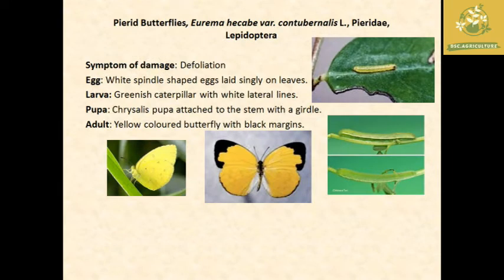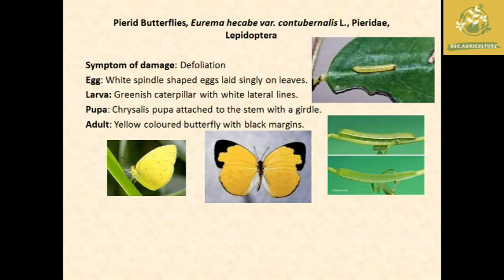And the next one we are going to see is pierid butterfly, where the scientific name is Eurema hecabe, Linnaeus. So L is the scientist who named this butterfly, and the family is Pieridae, and the order is Lepidoptera. So the symptom of damage is defoliation.